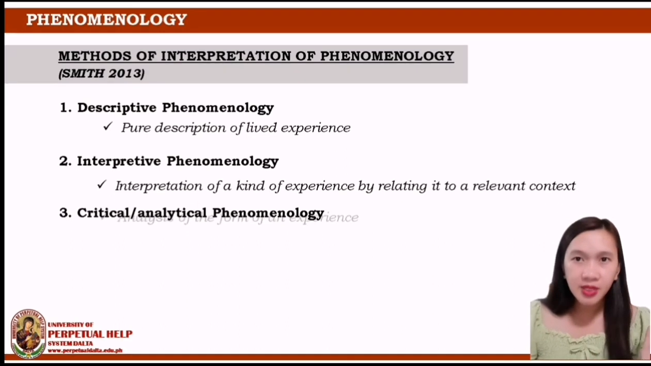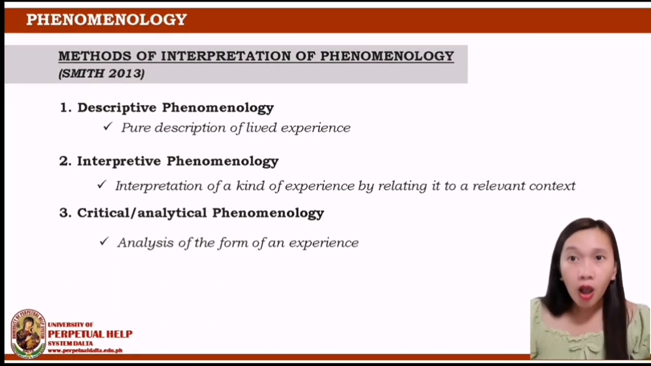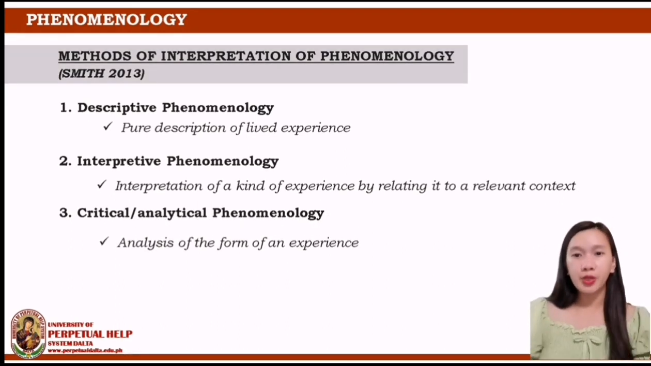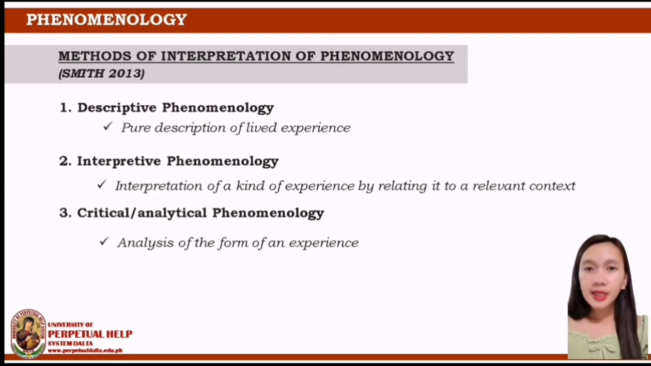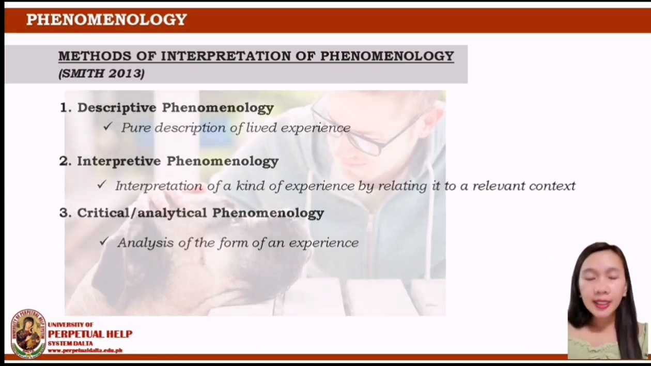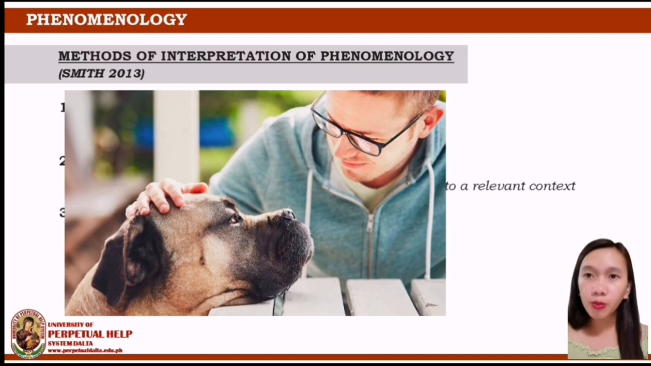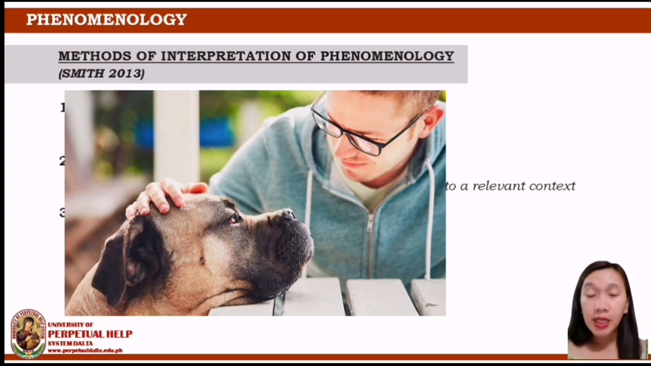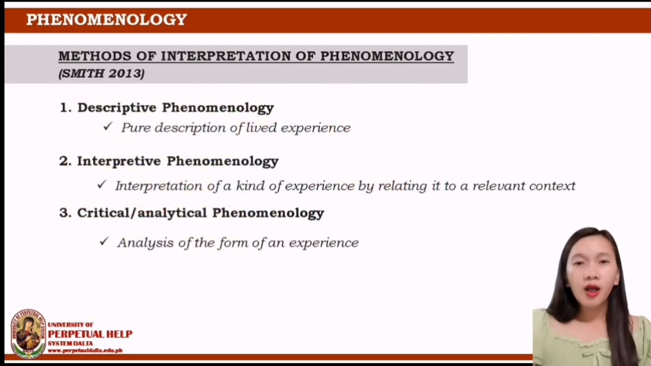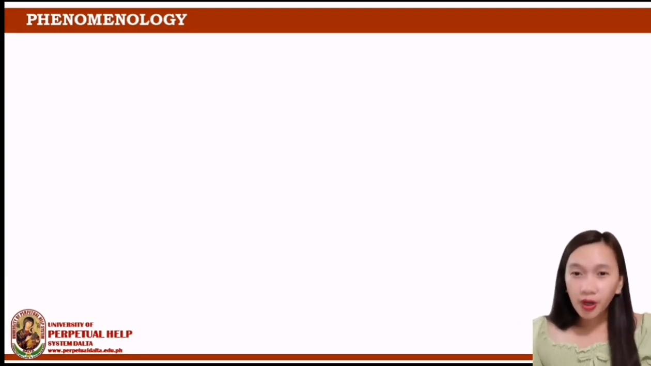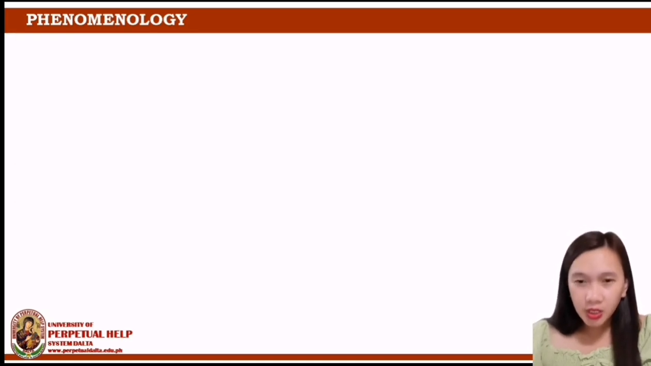So this has something to do with the analysis of the form of an experience. Example, just like analyzing how the feeling of losing a dog or a puppy works. As a researcher, we often try to interpret how it feels. Alright, so those are the three methods of interpretation in phenomenology.